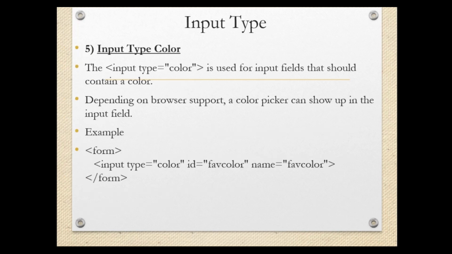Next one we have is input type color. Input type equal to color is used for input fields that should contain a color. Depending on browser support, a color picker can show up in the input field. So after taking input type equal to color, it will give you a color picker from where you can select multiple colors. The example, as you can see on the screen: form, input type equal to color, id equal to favorite color, name equal to favorite color, and closing of form. So after taking input type equal to color, it will give me a color picker from where we can select multiple or single color.